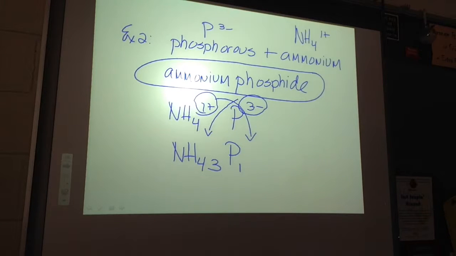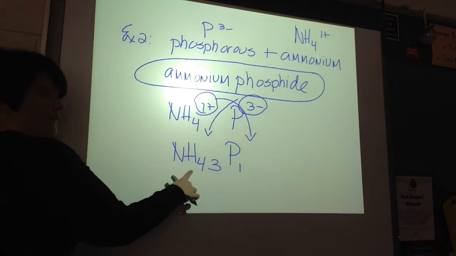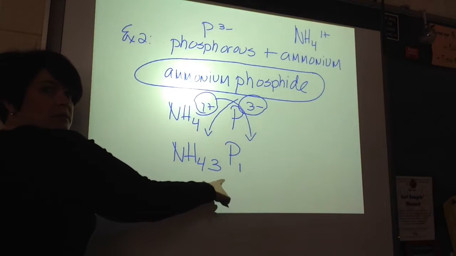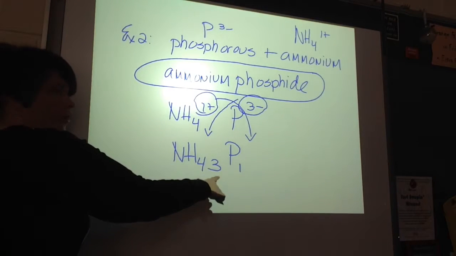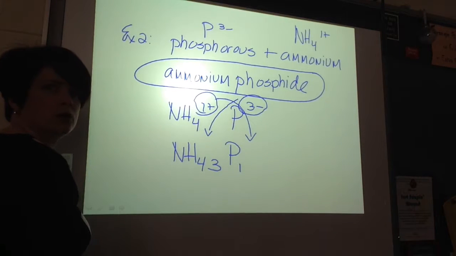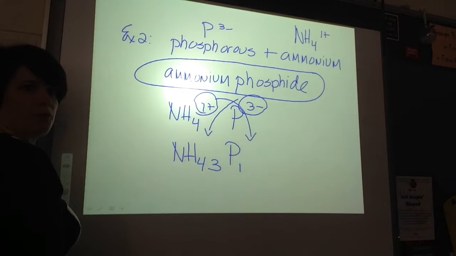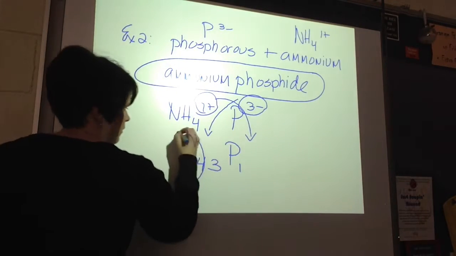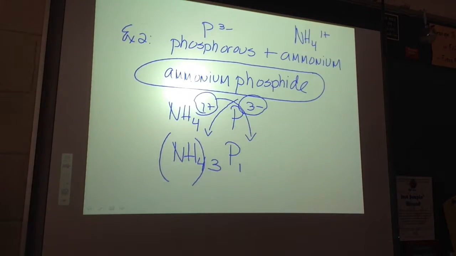This is one of the ones I said where if you don't use parentheses, it looks super weird. Because what are you saying right there? You're saying you have 1 nitrogen, 43 hydrogens, and 1 phosphorus. No. Nobody had a 43 charge. Well, crisscross and drop and reduce with 43. Okay? So, and then of course we lose the 1.